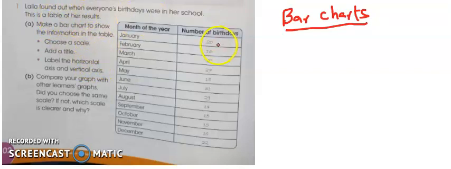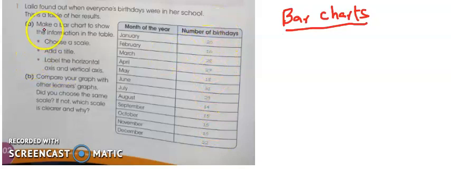Like on the screen, you can see a diagram showing that Laila found out when everyone's birthday was in her school. She made a table of how many students have their birthday in the month of January, February, March, April. So she collected a record for almost all students in the school and wrote their numbers here in this chart.